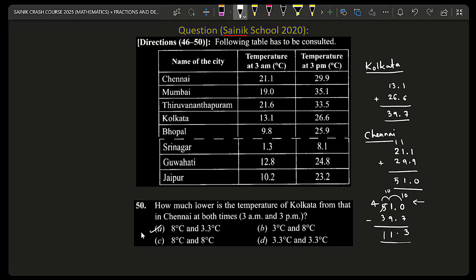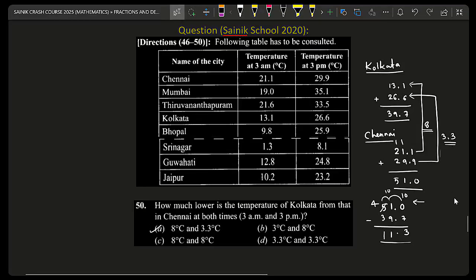Even you can find it separately also. If you do separately, that is 21.1 minus 13.1. What is the answer? 8. And this one, 29.9 minus 26.6. What is the answer? 3.3. So 8 and 3.3. You can do separately also. Option A. Okay, so all of you can copy this. We'll move to the next question now. If they ask overall difference, it is 11.3. If they ask individually, you can do like this, 8 and 3.3.